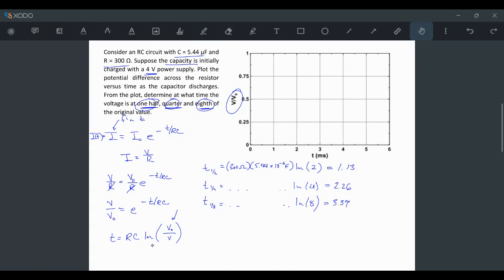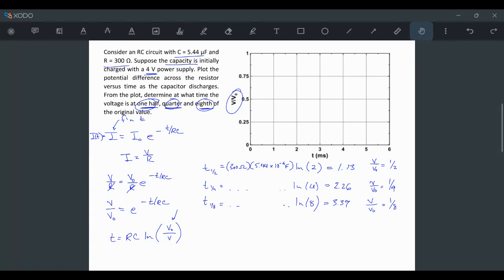So from this, these are the x points, or sorry, our times, the points along our horizontal axis. In case it's not clear what I've done here, this comes about from plugging in V over V naught equal to a half, V over V naught equal to a quarter, and V over V naught equal to an eighth. So these are the points along this vertical axis here.